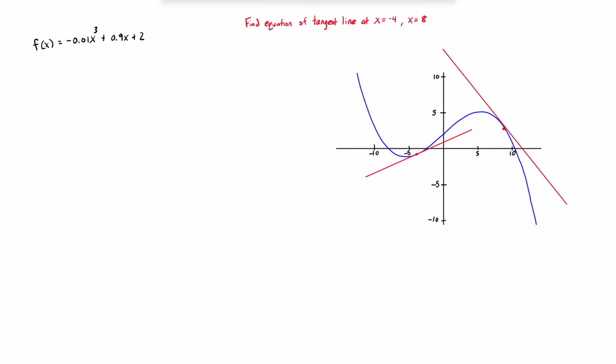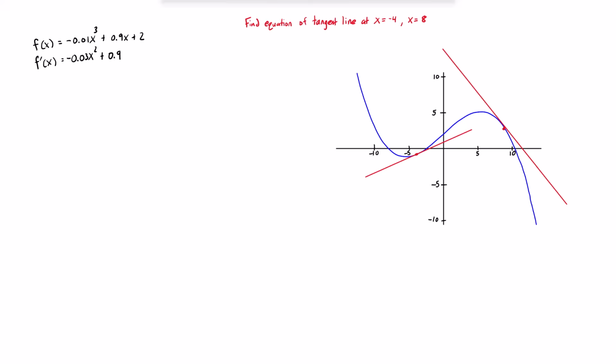Along the way, when we're solving this, we're going to find the slope at this point, and we're going to find the y value at this point. Then we're also going to end off with the y-intercept when we're going for the point-slope form of a line. So to get started, the first thing we want to do is find the derivative of f of x. So that is f prime of x, and that's equal to negative 0.03x squared plus 0.9.